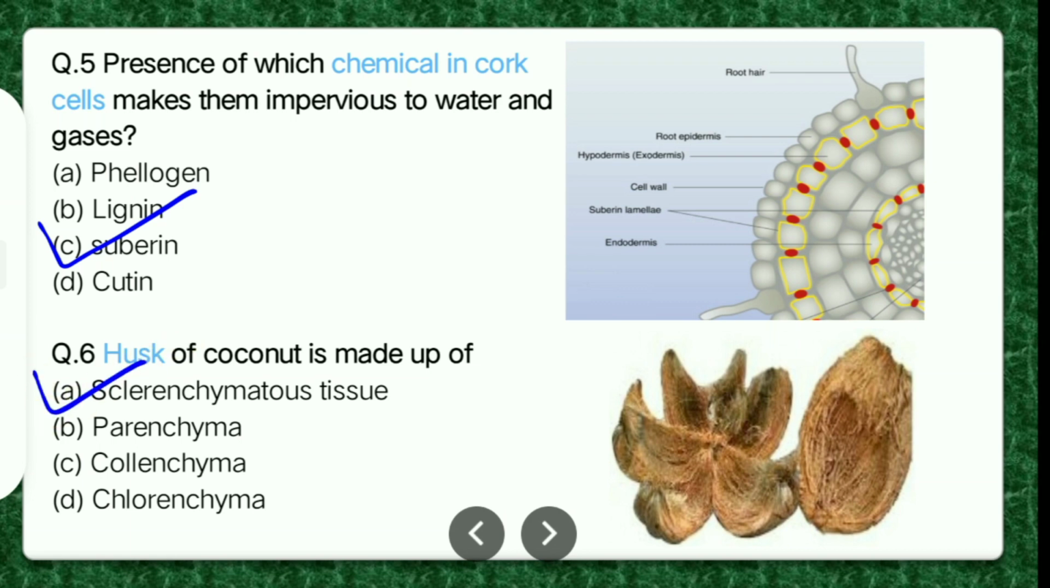Now here you can see in the image, this structure is called sclerenchymatous tissue, and these tissues are dead in nature. Okay, so the correct option is A.